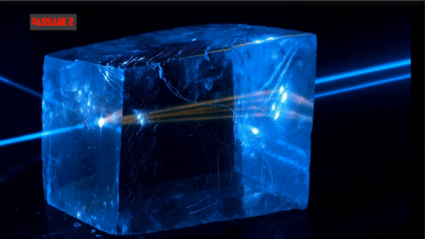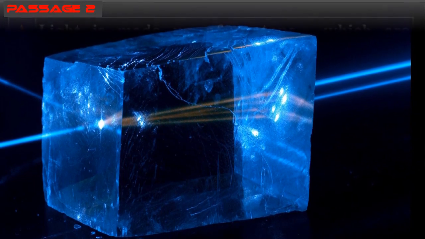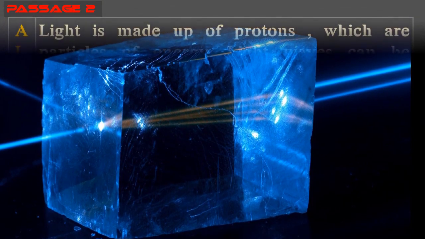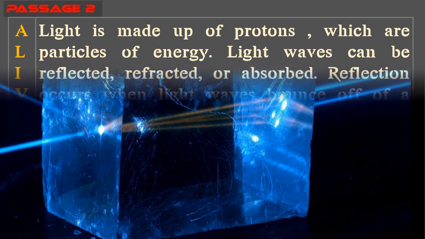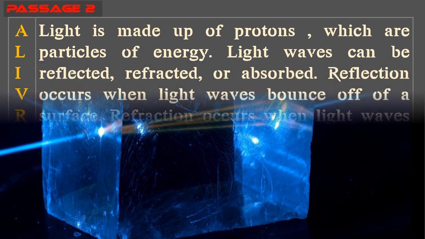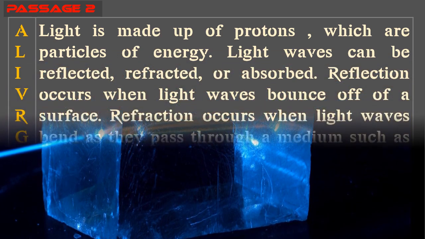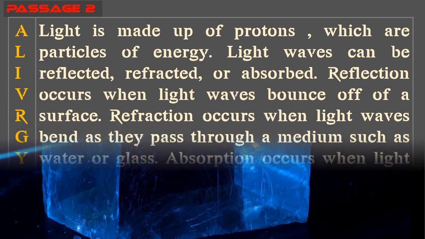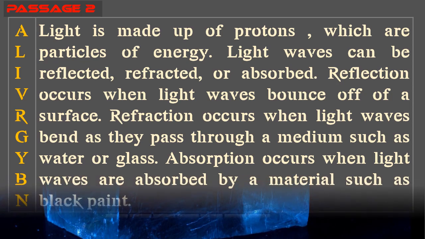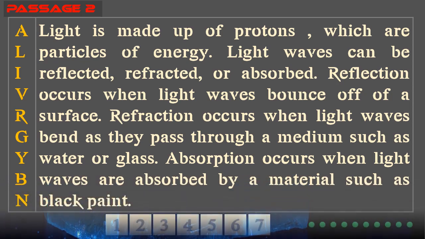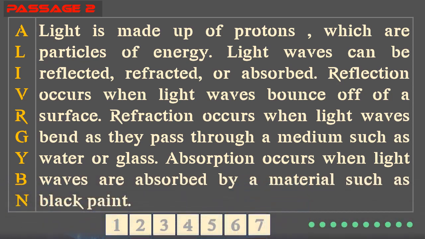Passage 2. Light is made up of protons, which are particles of energy. Light waves can be reflected, refracted, or absorbed. Reflection occurs when light waves bounce off of a surface. Refraction occurs when light waves bend as they pass through a medium such as water or glass. Absorption occurs when light waves are absorbed by a material such as black paint.